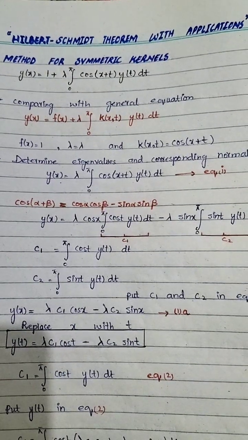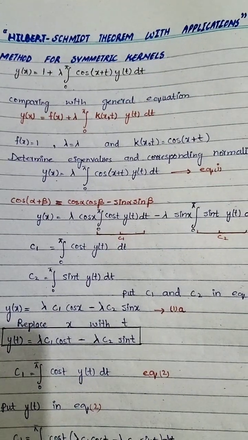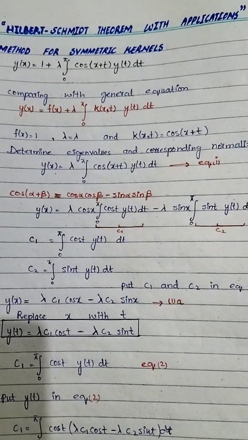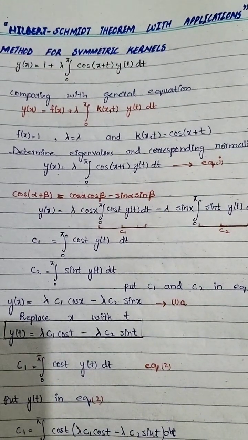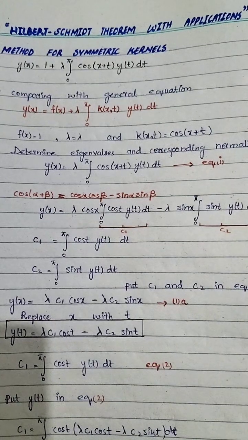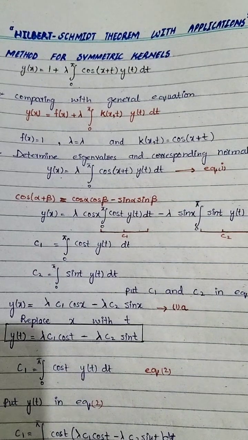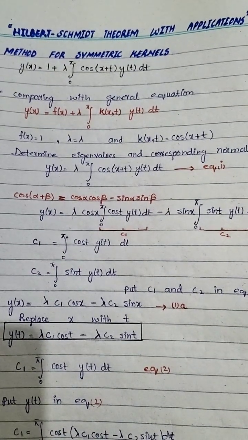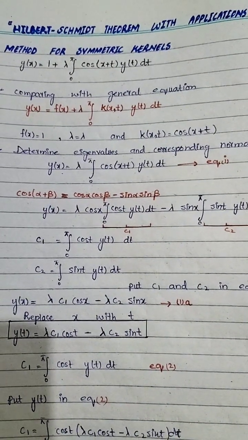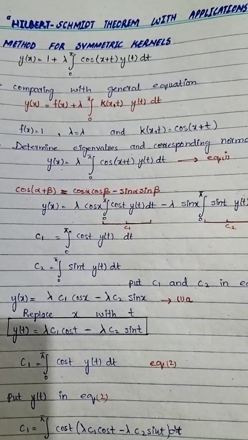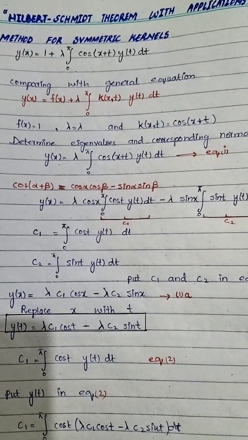Now, in the Hilbert-Schmidt theorem, first we have to determine the eigenvalues and corresponding normalized eigenfunctions. For this we have to calculate c1 and c2, with c1 in terms of t and c2 in terms of t also. So we split the equation, using the formula for cos of alpha plus beta in equation 1, and get c1 and c2 in terms of t. Now put c1 and c2 in equation 1, and replace x with t.